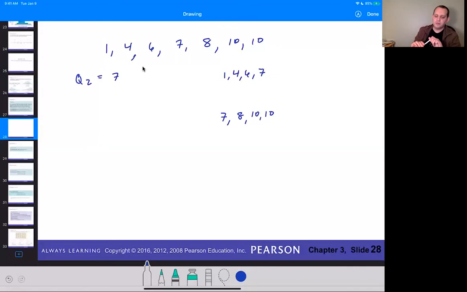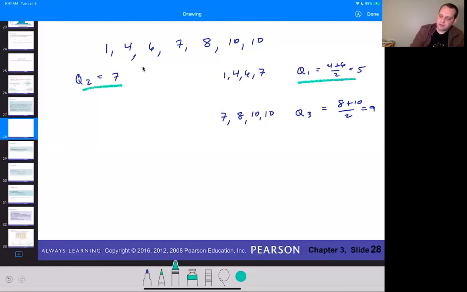And then Q1 and Q3 are going to be the medians of these two groups of data. So for Q1, here we have an even number of data points, so we're going to take the mean of the two middle numbers, so we'll get 4 plus 6 over 2. So here we have 5. And for Q3, we're going to again take the mean of the two middle numbers, that's 8 and 10, and that'll be 9. So it turns out that for this particular data set, Q1 is 5, Q2 is 7, and Q3 is 9. And that's how that's going to work.